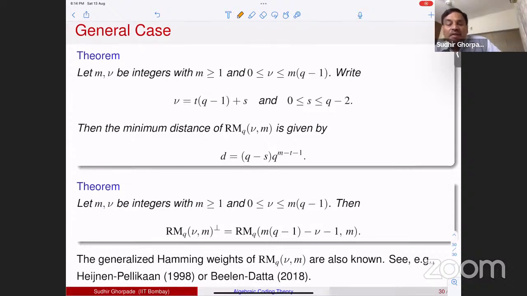You can even understand the duals of these codes, which are also Reed-Muller codes, and you can even understand the generalized Hamming weights, etc. And you're already close to some relatively recent research papers in this area.